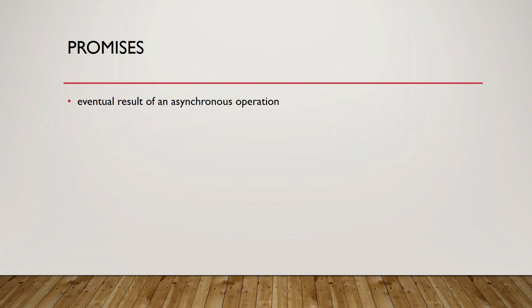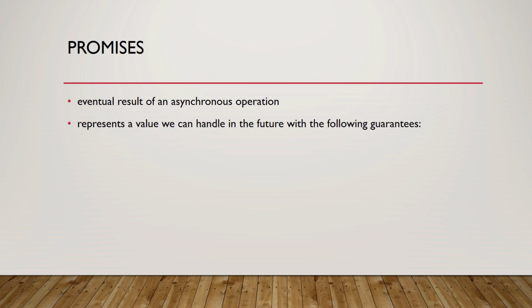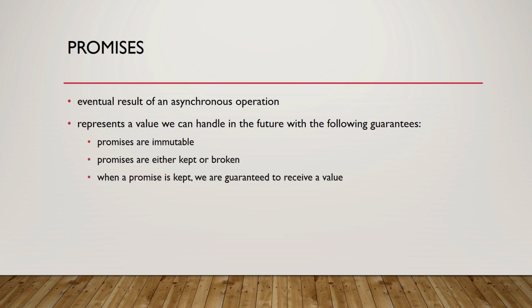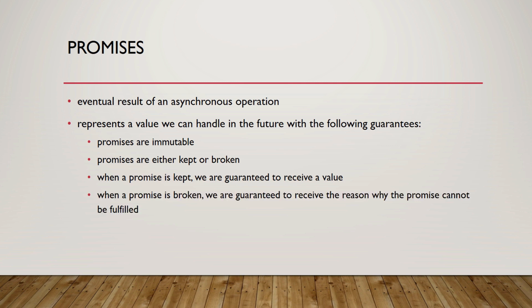Promises represent the eventual result of an asynchronous operation. They give us a way to handle asynchronous processing in a more synchronous fashion. A promise represents a value we can handle in the future with the following guarantees. First of all, promises are immutable. They are either kept or broken. Whenever a promise is kept, we are guaranteed to receive a value. Whenever a promise is broken, we are guaranteed to receive the reason why the promise cannot be fulfilled.